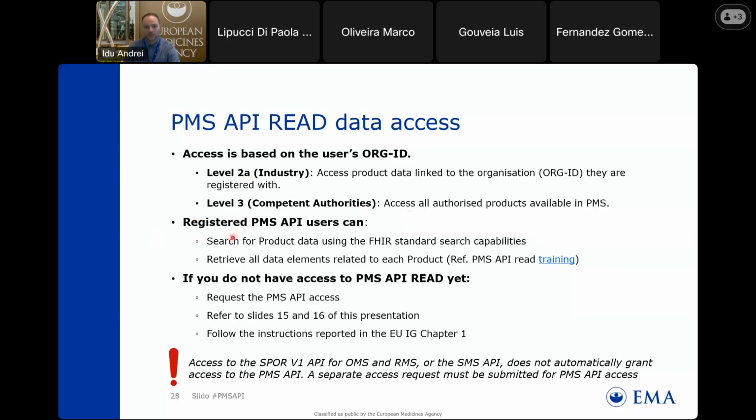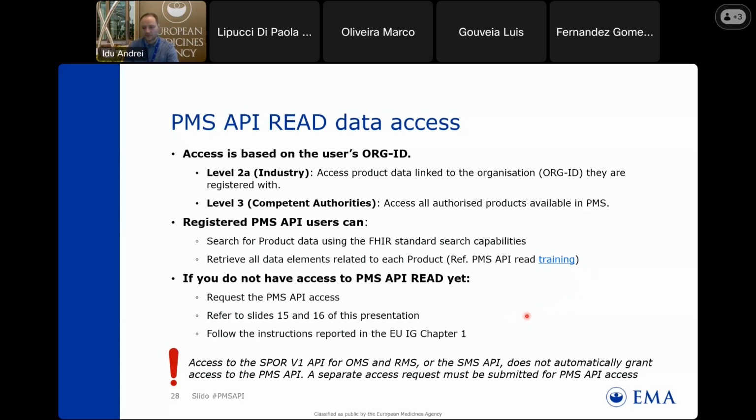Again, in terms of read capabilities, we are able to search for product data, and we're using the FHIR standard search capabilities. That includes chaining of query parameters, so we can search a product by its name, but also by an authorization number, following a chained approach. And we can retrieve all the information that we have for any specific product. I have given a demo of how that works, so please refer to that. It is published on the EMA website as part of a webinar that was meant as a training for industry users.